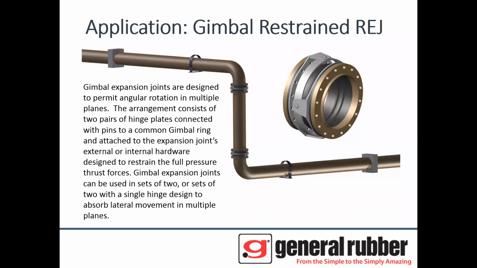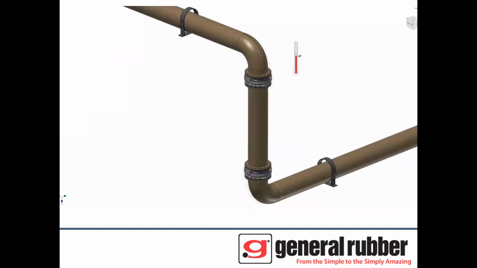For the gimbal restrained expansion joint, notice once again the reduction in anchor size and the number of guides due to the restraint being part of the gimbal assembly. Functionally, the pair of gimbals are indirectly absorbing the axial thermal movement in the long pipeline by taking advantage of a change in pipe direction and accommodating the lateral movement in multiple planes here.